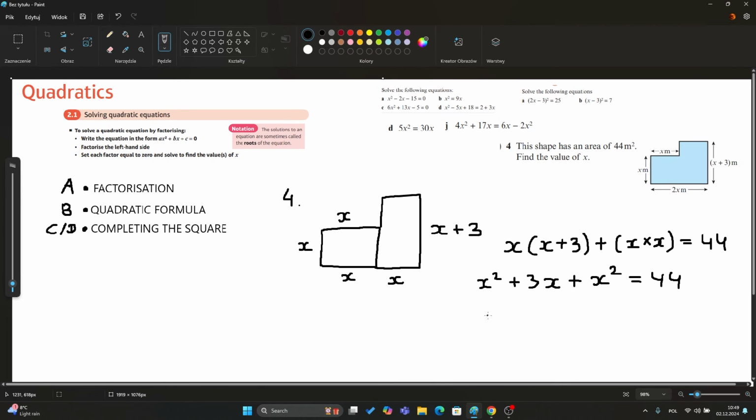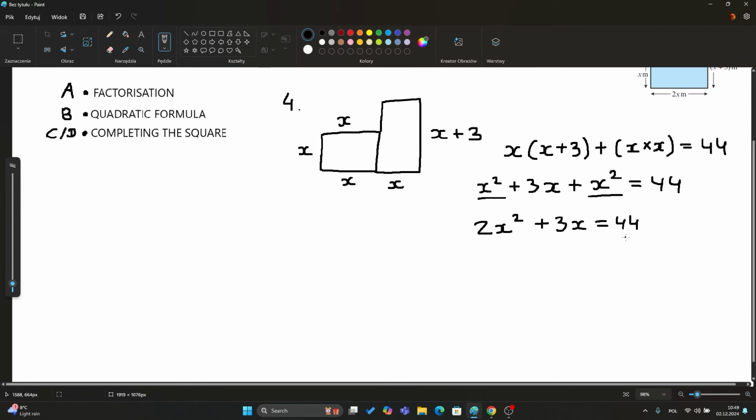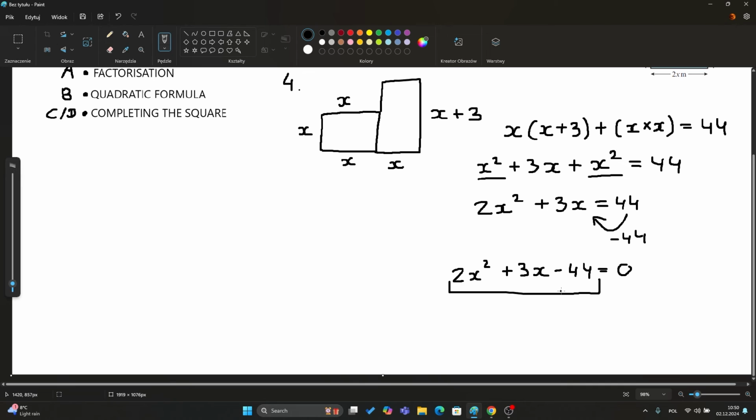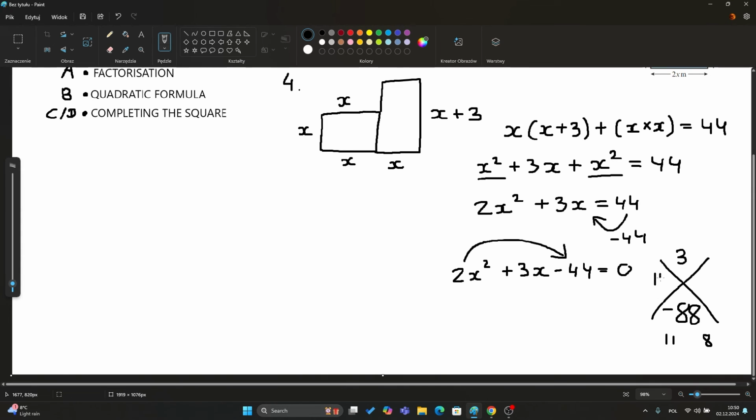Now we add x squared together because they are like terms, so that's 2x squared plus 3x equals 44. And now to get 0 on the right hand side, we need to minus the 44 from both sides, so 2x squared plus 3x minus 44 will equal 0. Now we can factorize the following expression, so minus 44 or minus 88, because we got a greater than 1, so we have to multiply 2 by minus 44 to get minus 88, and we have 3. So that could be 11 and 8, because 11 minus 8 is 3, and 11 times minus 8 is minus 88.